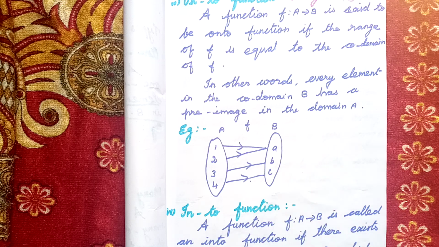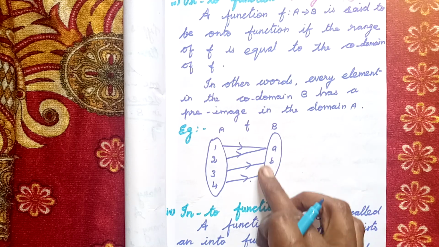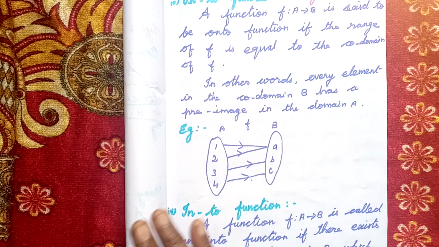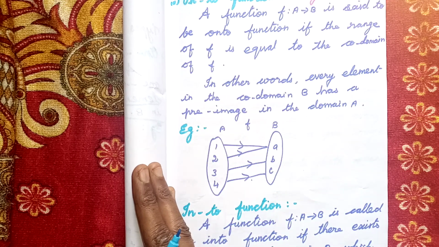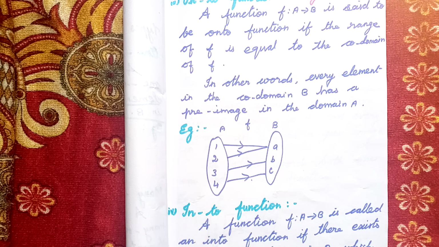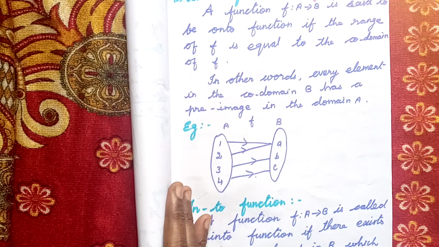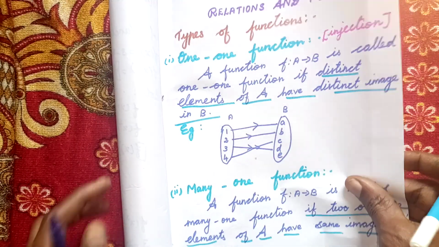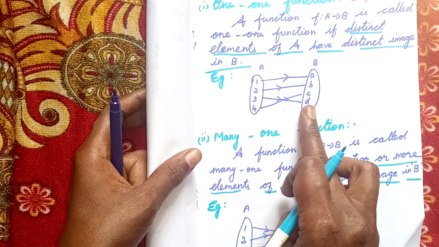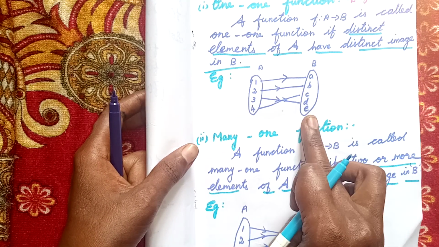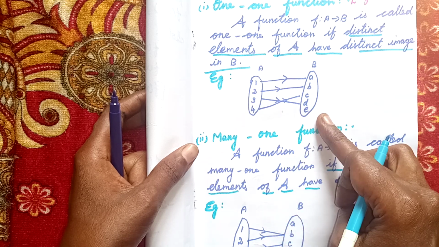A function f from A to B is said to be an onto function if the range of f is equal to the codomain of f. In other words, every element in the codomain B has a pre-image in A. Every element in B has a pre-image in A means that is an onto function. Before this one is not an onto function. Why? The element E does not have a pre-image. Therefore it is not an onto function.